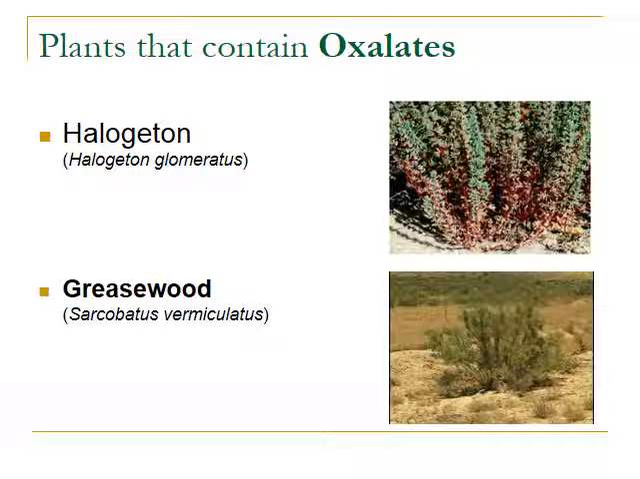Greasewood is one that we don't usually think of as a toxic plant. Animals don't like it very much, but it is one that will accumulate oxalates.